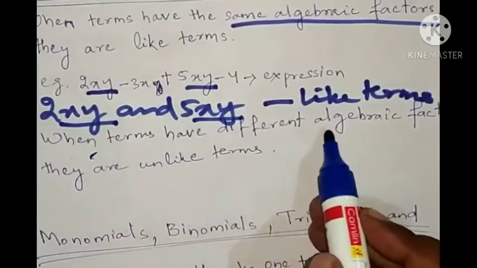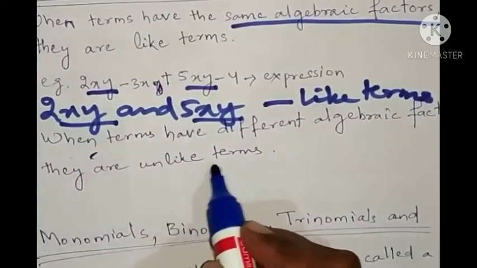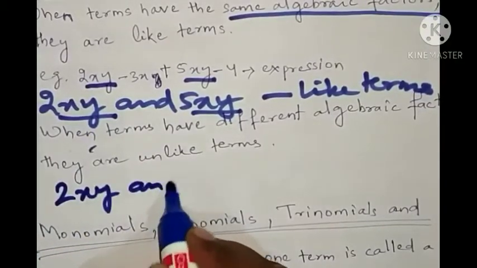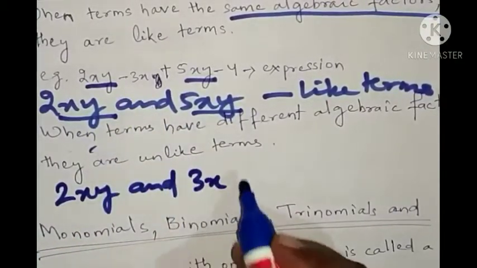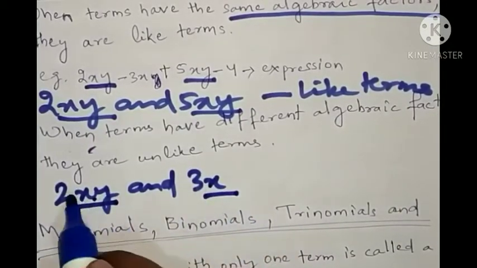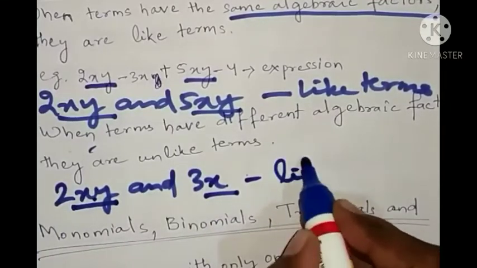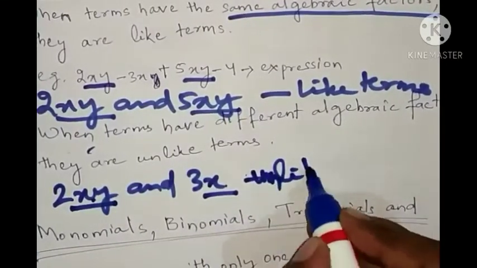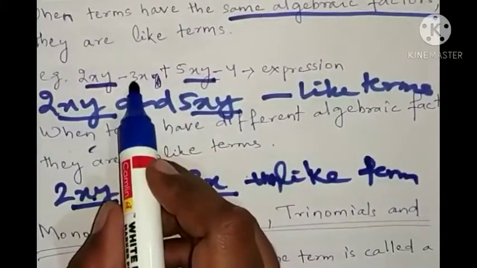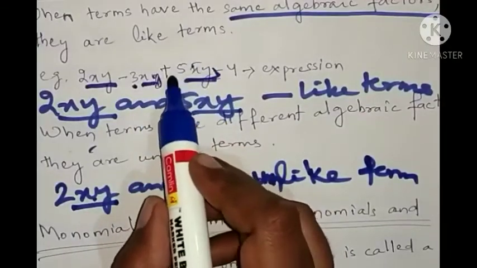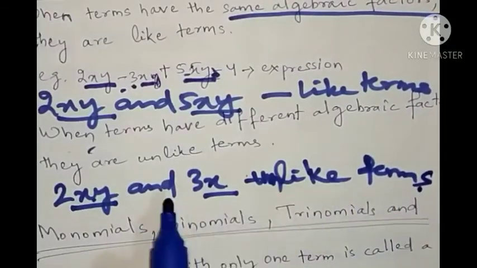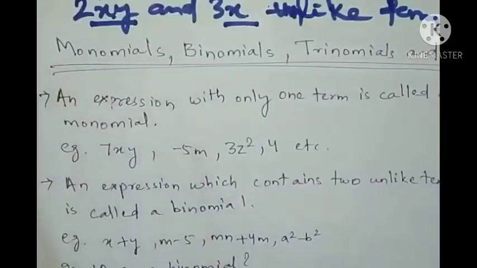When terms have different algebraic factors, they are unlike terms. Look here. Consider 2xy and 3x. So here you have xy and x. These are different algebraic factors. That's why these two are known as unlike terms. Like this you can say 5xy and 3x: here x is there, xy is there. That's why 5xy and 3x are unlike terms. So this is about like and unlike terms.